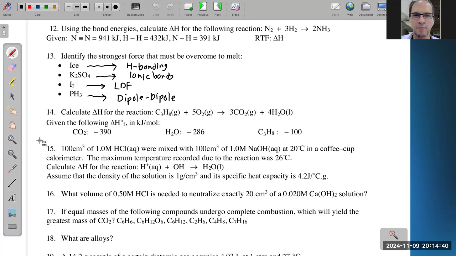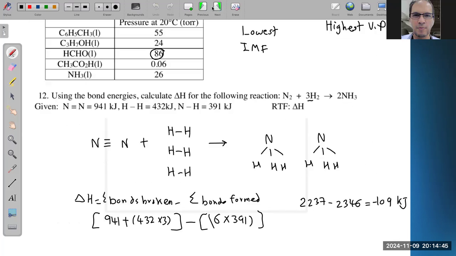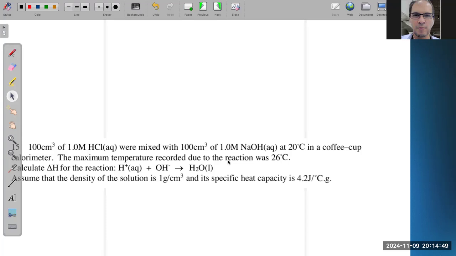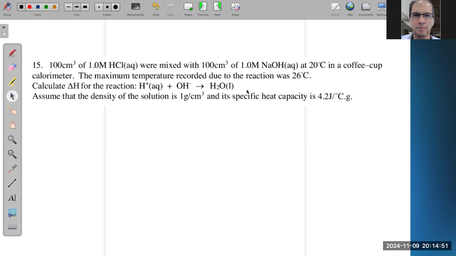So 100 centimeter cube of HCl was mixed with sodium hydroxide at 20 degrees Celsius in a coffee cup calorimeter. The maximum temperature recorded due to the reaction was 26. Calculate delta H for the reaction H plus and OH minus give us H2O. Assume that the density of solution is 1 gram per centimeter cube.